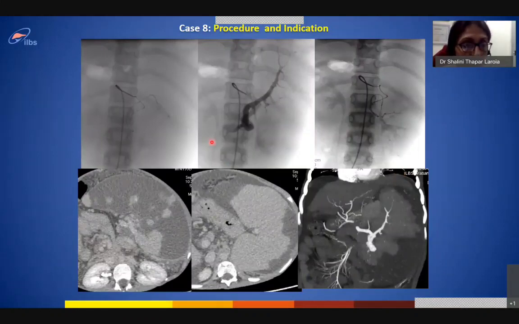Now, next case, I have another procedure that has been performed and the corresponding CT images with it. I can give you a few seconds just to look at it, and then we'll move on to the solution of this case.